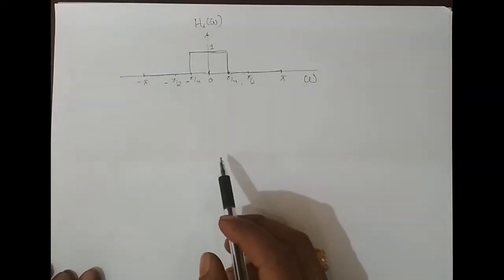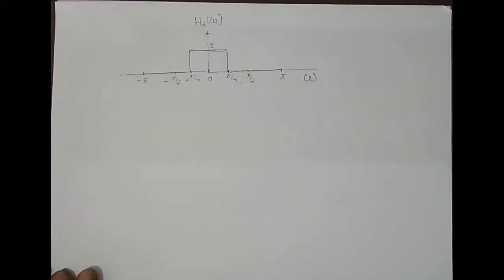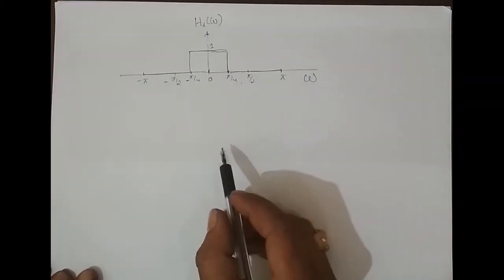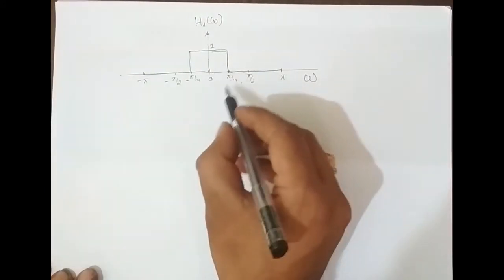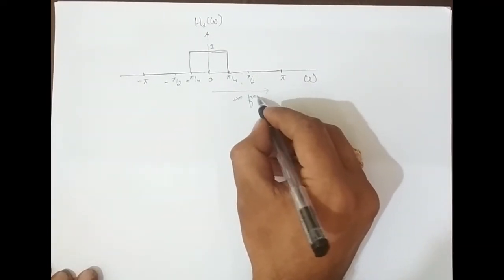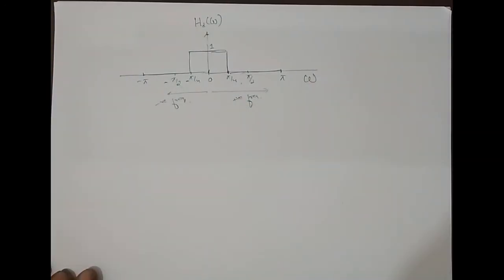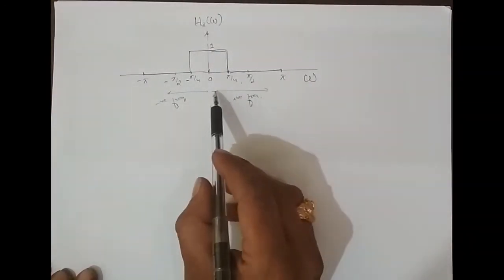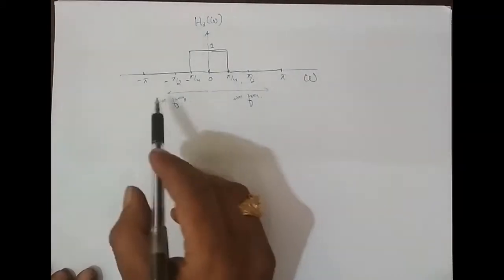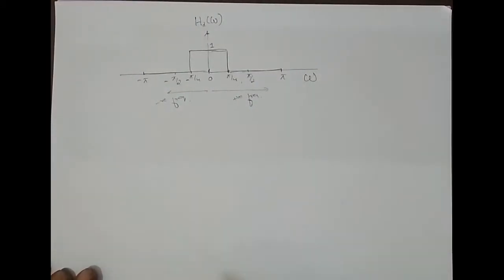So this is how Hd of omega looks like. This is the positive frequency, from here it is positive frequency, and below 0 this is negative frequency. Practically speaking, only positive frequency exists, negative frequency does not exist, right? So just to compensate with the formula, we are taking both the positive side as well as the negative side.